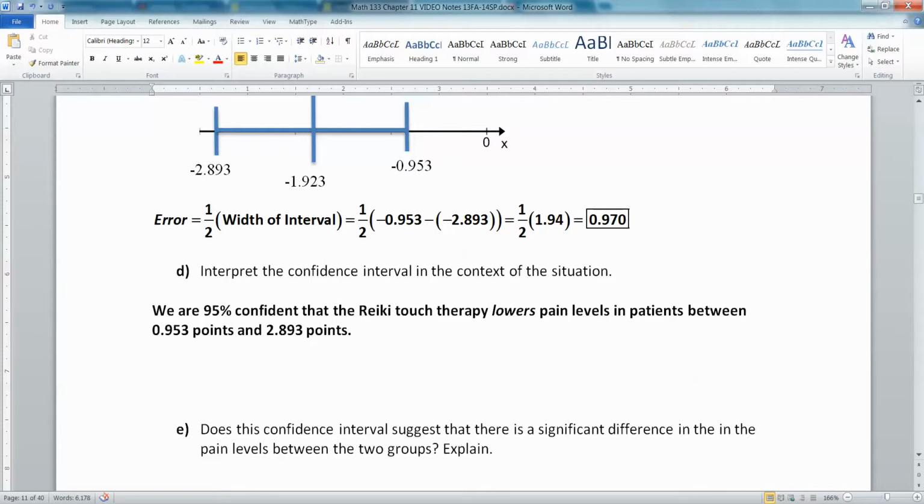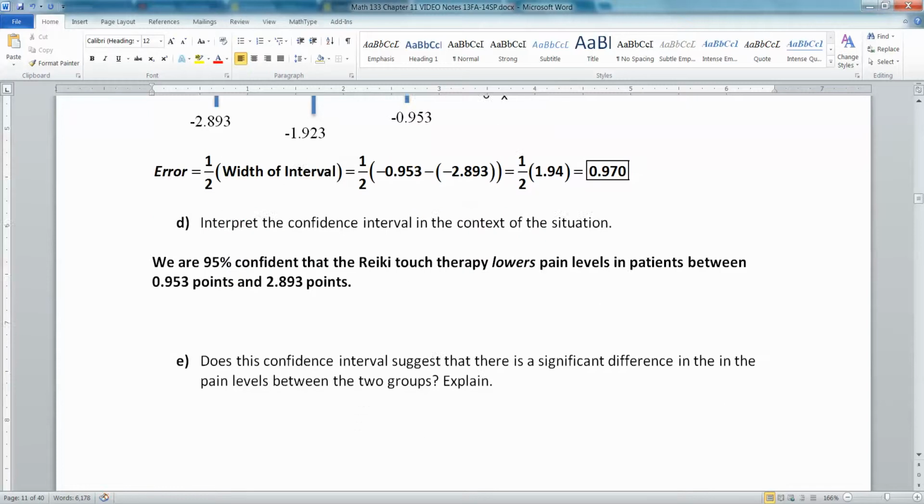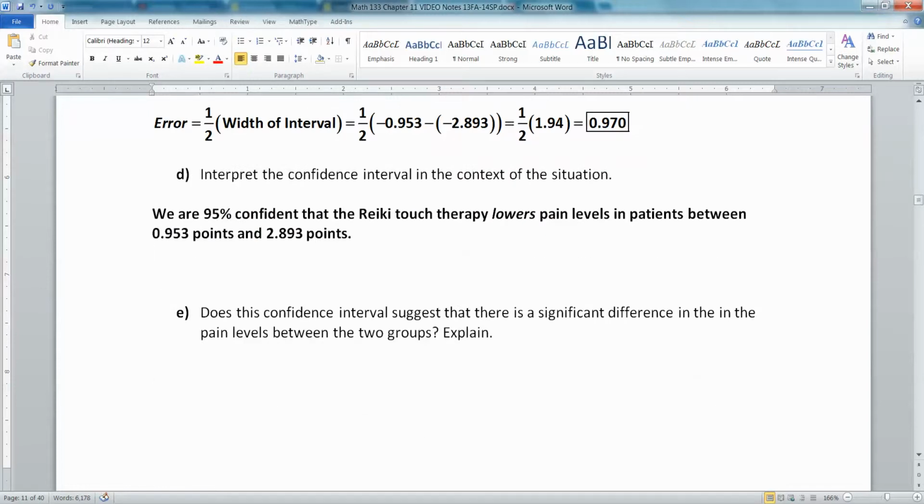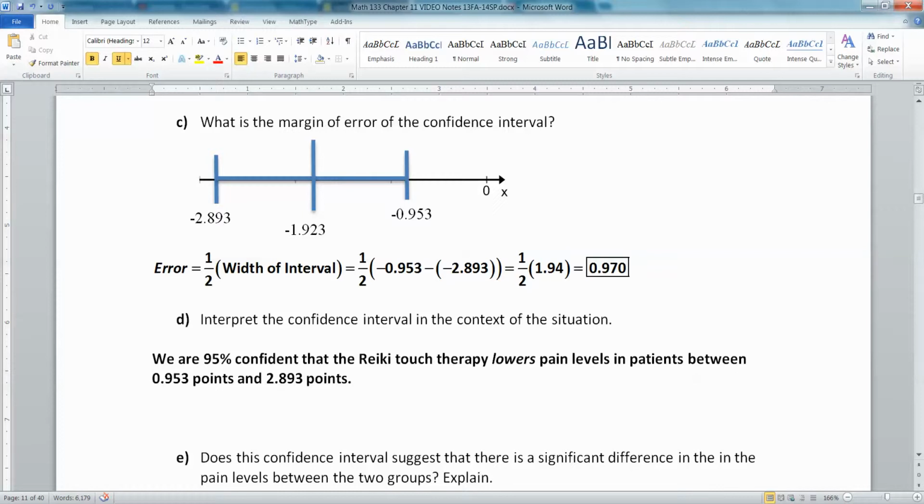Or if you want to think of it this way, it didn't really matter which way was positive or negative. All that mattered was that they were both negative, right? Because we set up the hypotheses so that it was after minus before. If you'd done before minus after, then they would have ended up being positive numbers, right? But you're 95% certain that it's lowering it somewhere between almost a full point and almost 3 full points. All right, does that confidence interval suggest that there's a significant difference in the pain levels between the two groups? To which we say yes, for sure, right? We're almost sure that we're lowering it somewhere between 1 to 3 points.